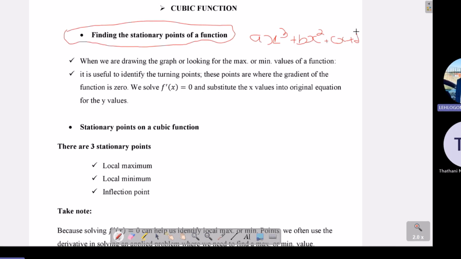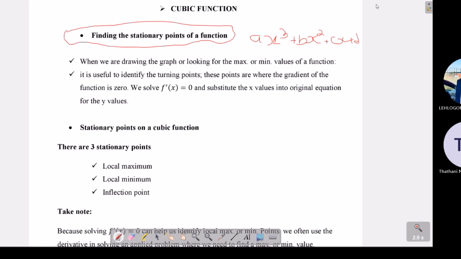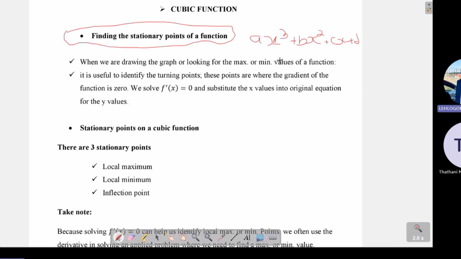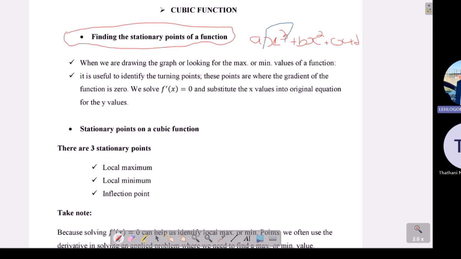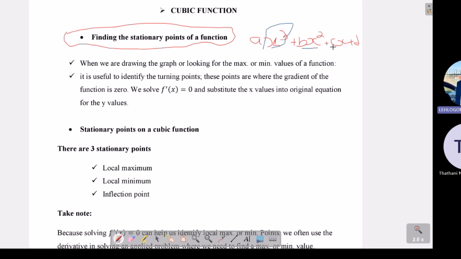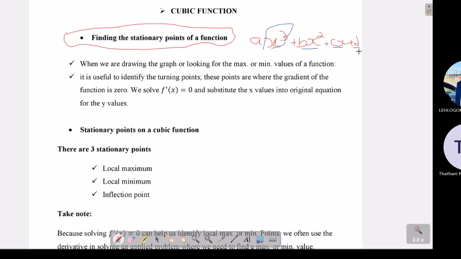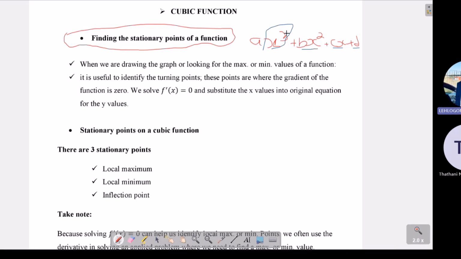Remember, when we derive, the constant becomes 0. So remember that. When we derive, we start with the parts that have x. If they have an x, then that part we derive. Here there is x to the power of 3, the highest degree. Here the x is to the power of 2. Here x is to the power of 1. Here it doesn't have x, so it will be 0.